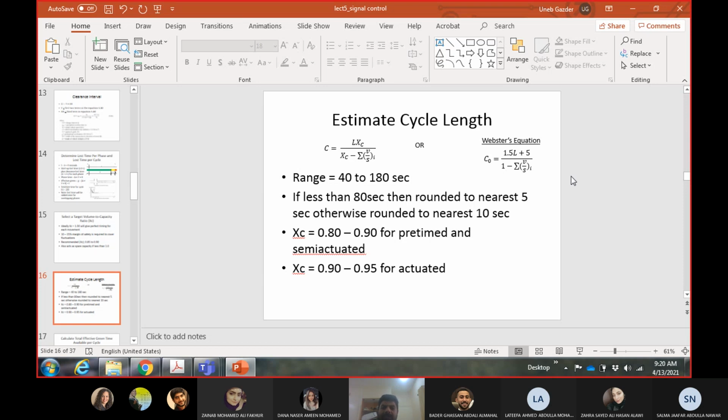The range for cycle length is recommended from 40 to 180 seconds. Okay, so if you give a cycle length less than 40 seconds, then basically the signal will change very rapidly. 40 seconds for the entire cycle length. So that means green, yellow, all red will happen very fast, so it may not give enough time for the vehicles to adjust.